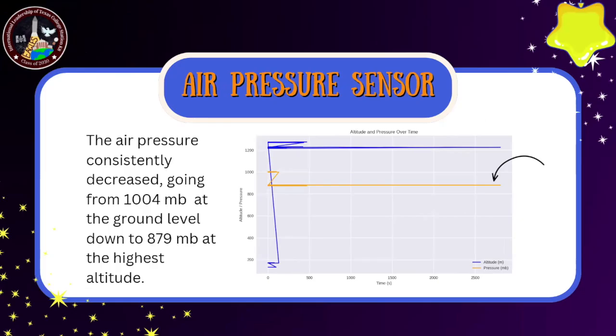For the air pressure, it consistently decreased, going from about 1,000 millibar at ground level to 879 millibar at the highest altitude that we recorded.